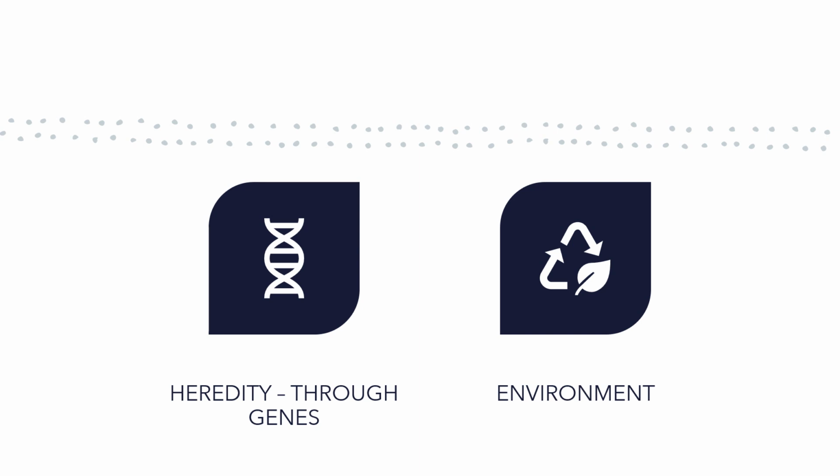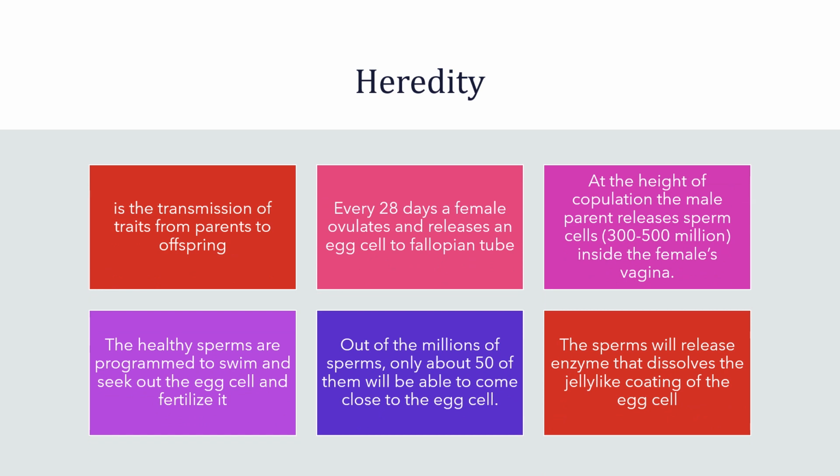We're going to talk first about heredity, but for you to easily understand what heredity is all about, it's about our body and what the functions of our genes are and their effect on our behavior. Heredity is the transmission of traits from parents to offspring. So heredity entails the traits that our parents have and how they were transmitted to us.